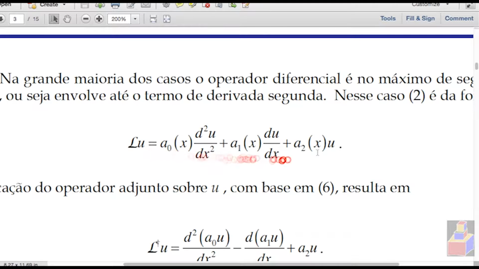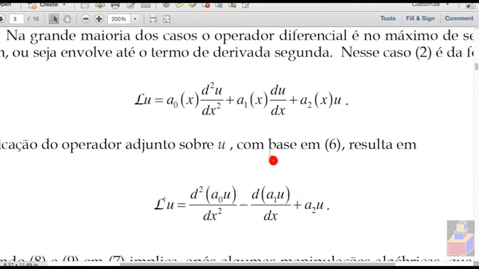We're going to have something like this, right? According to our model, A0 second derivative, A1 first derivative, A2 function applied to U. And the adjoint operator applied to U is something like this. Observe the change in sign in the second term here because of the minus 1 to the n, right? And observe that now I'm operating on A0 and U. So the adjoint operator is like this.